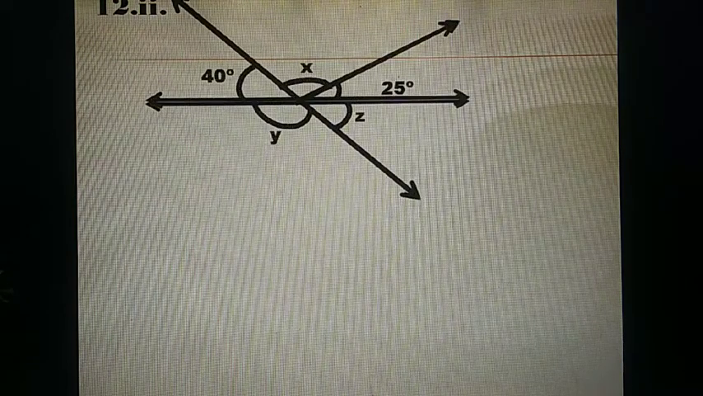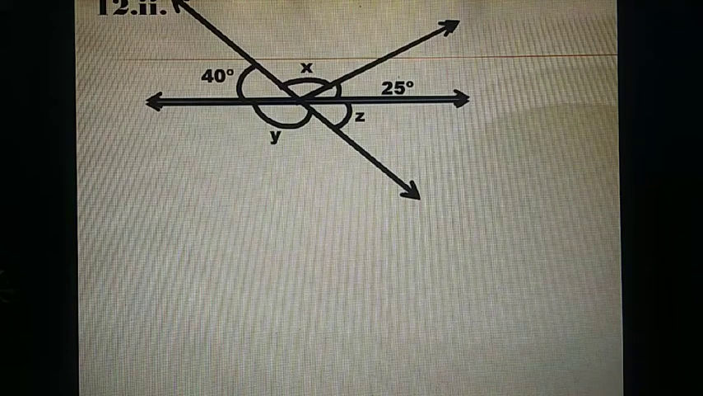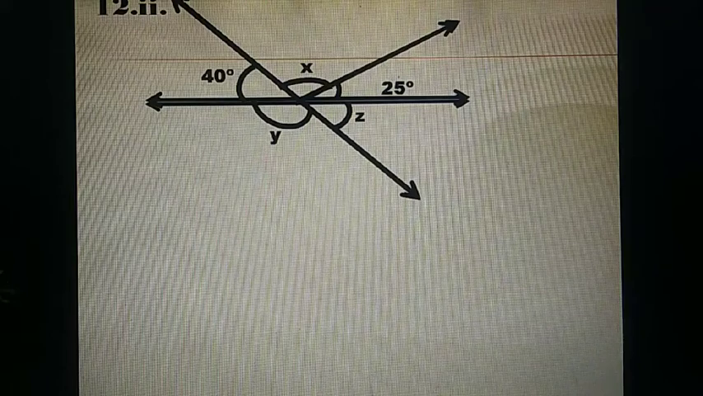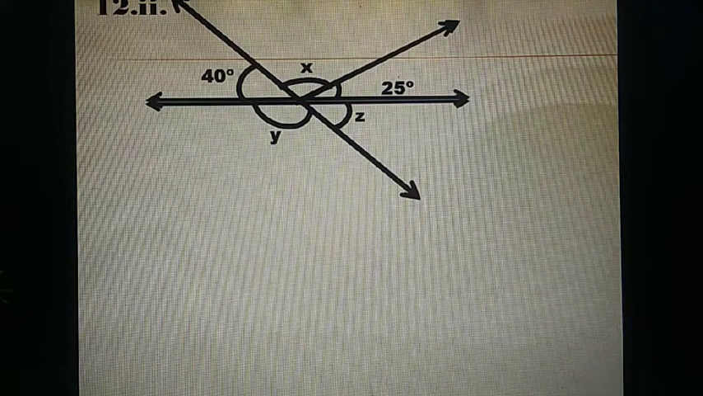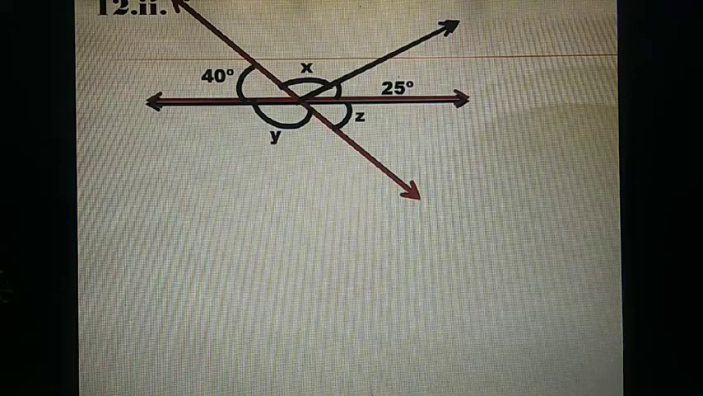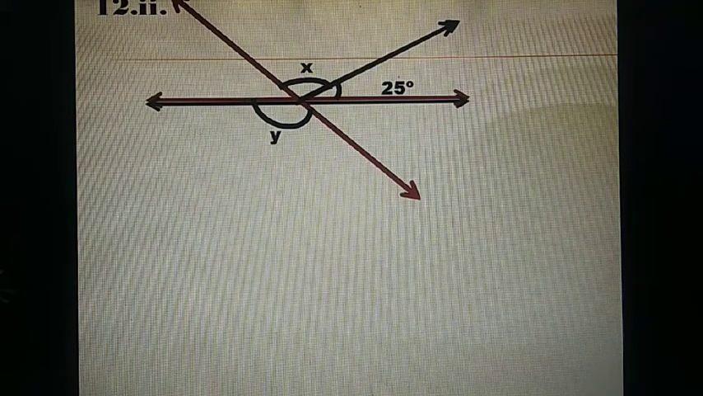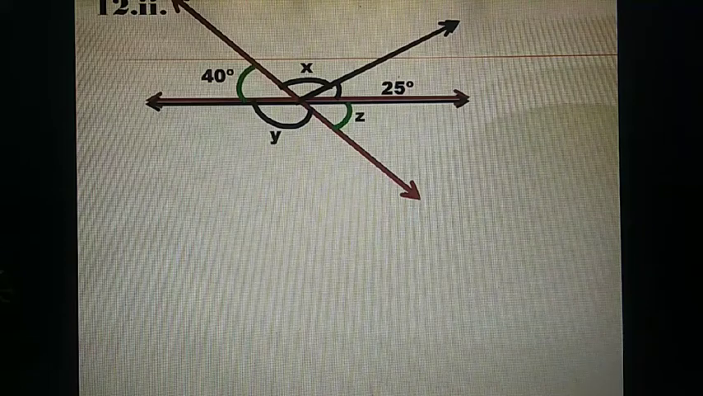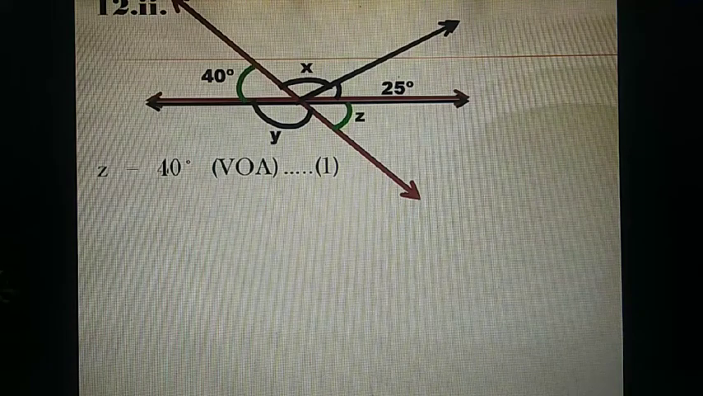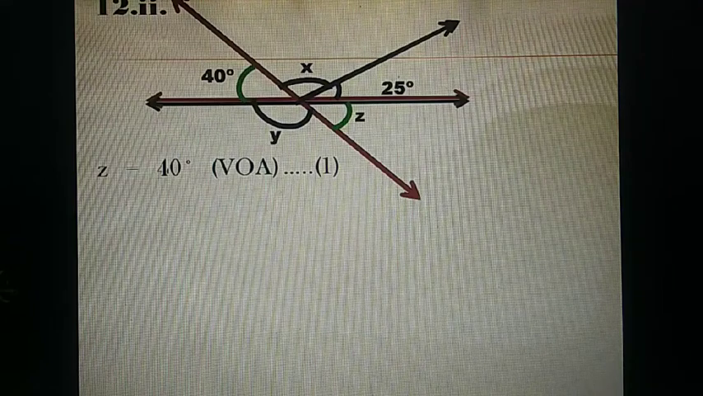Second part. Now in this figure again you are supposed to find the value of x, y and z. First you will trace the two lines which are intersecting each other. Now use the vertically opposite angle property. First set is 40 degrees and z. So z is equal to 40 degrees by vertically opposite angles.